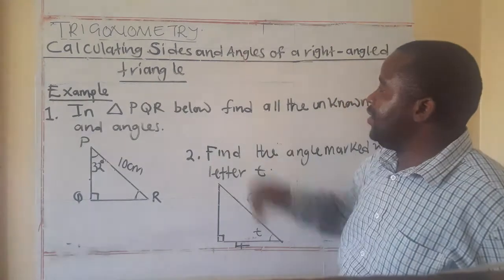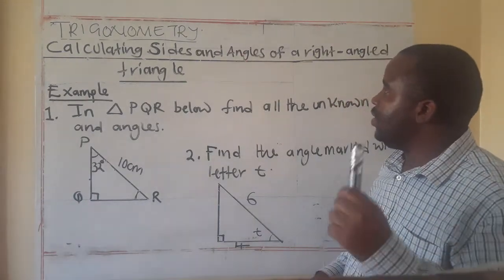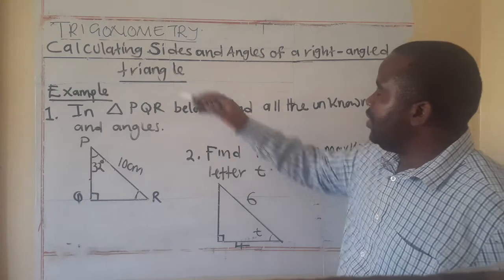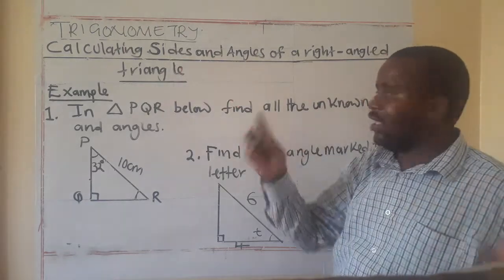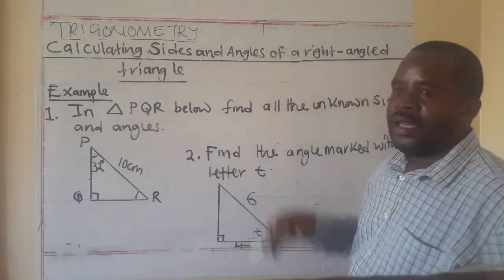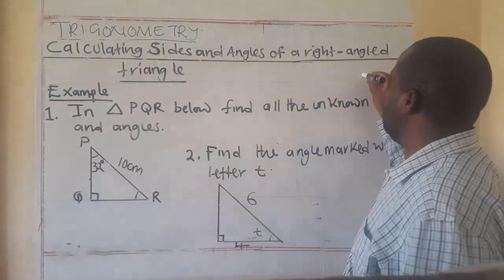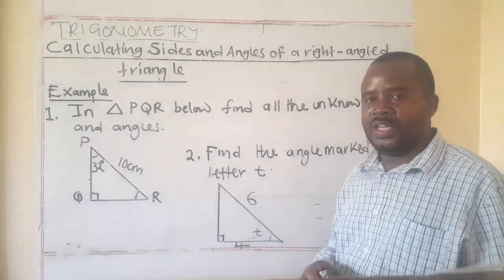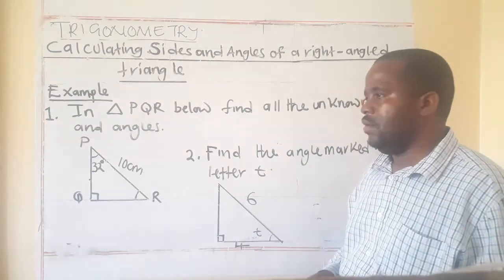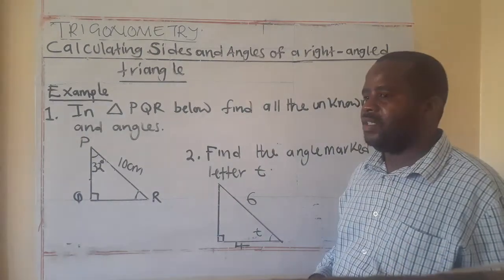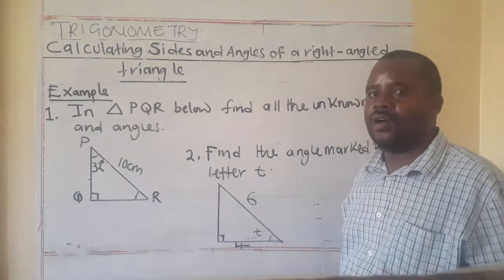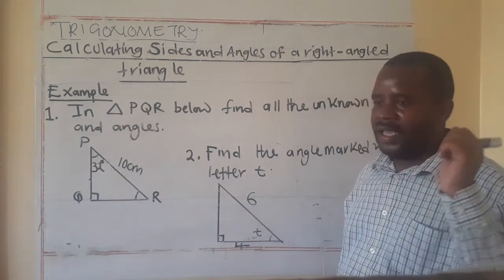So in this presentation, we continue dealing with trig, but specifically we are trying to see how to interpret the sides of a triangle as well as the angles of a triangle. But in this case, the triangle that we are dealing with is right angled, okay? Meaning that one of the angles should be 90 degrees. So supposing we have a right angle triangle, how do we get the sides of that triangle, as well as the angles?